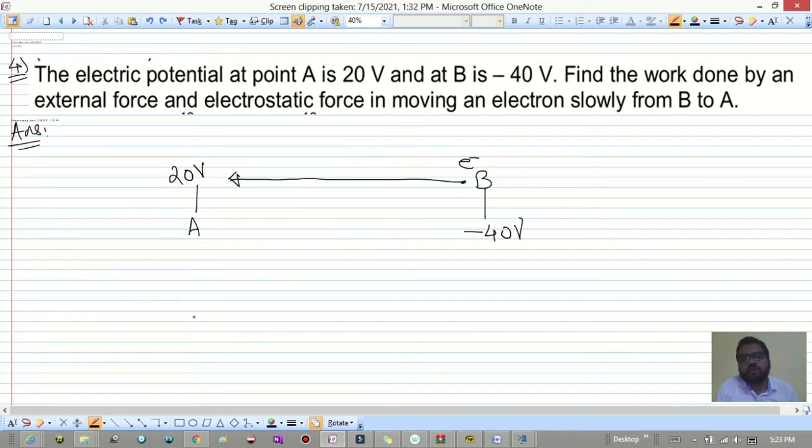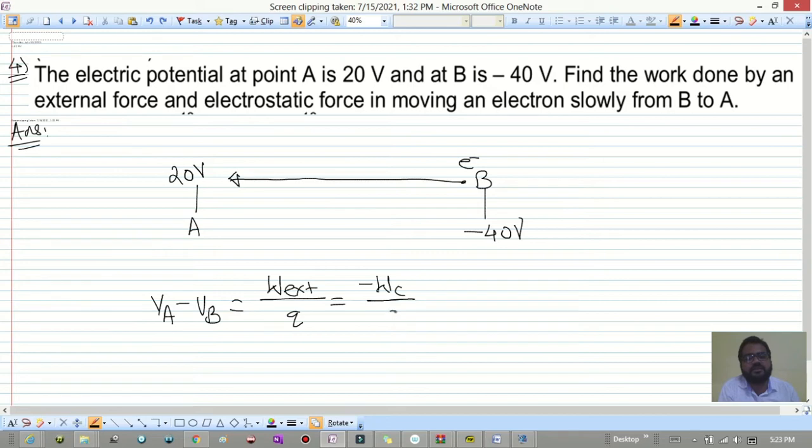Over here, what is the potential difference? The final potential, that is VA, minus the initial potential, that is VB, is equal to the work done by external force divided by the charge, which is equal to minus the work done by the conservative force divided by the charge. So what is VA over here? 20, minus what is VB? Minus 40, is equal to the work done by external force we want, divided by the charge on the electron.